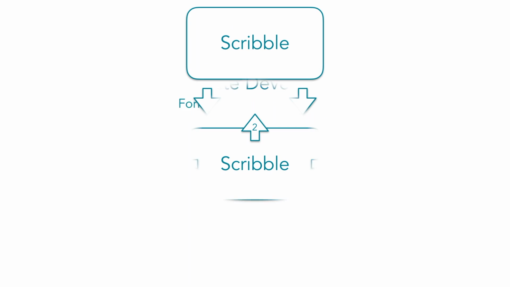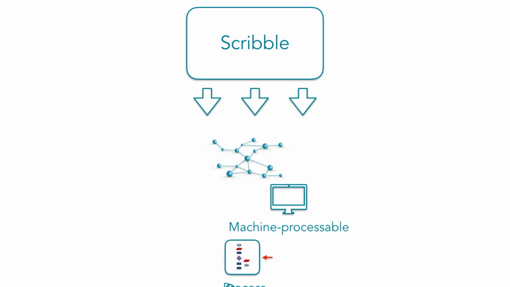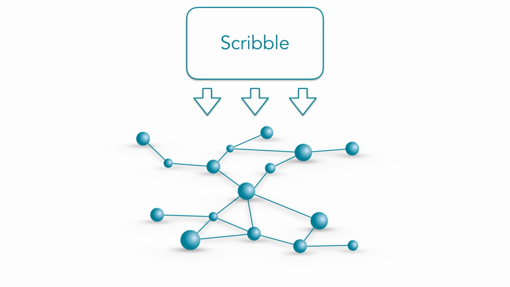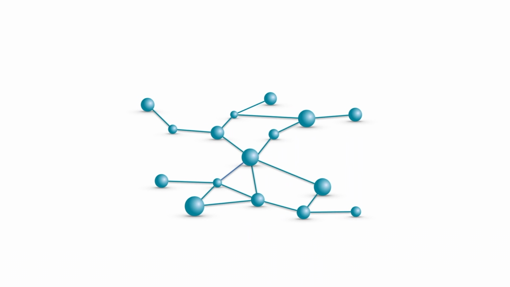Scribble is a formal, unambiguous, machine-processable and human-readable language for describing the exchange of information between two or more participants, a choreography. It allows us to build a complete description of the system's types and how they interact, such that we can apply the mathematical proofs to identify any problems with that design.